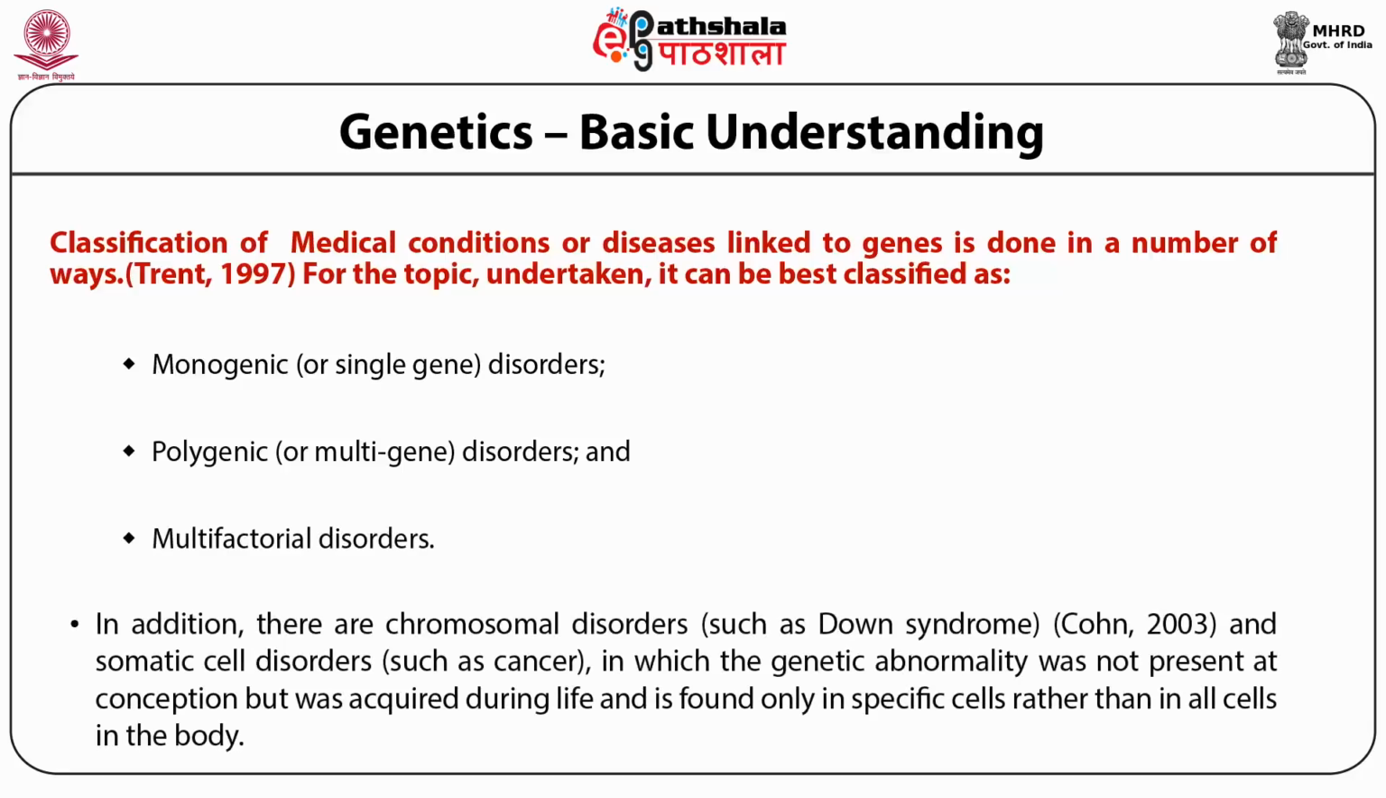In addition, there are chromosomal disorders such as Down syndrome, as reported by Cohen 2003, and somatic cell disorders such as cancer, in which the genetic abnormality was not present at conception but was acquired during life and is found only in specific cells rather than in all cells of the body, as reported by Frank 2009.